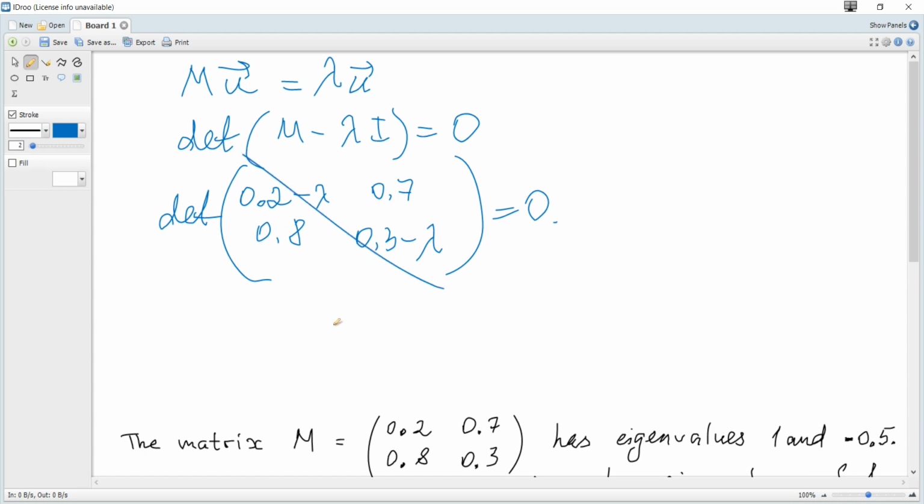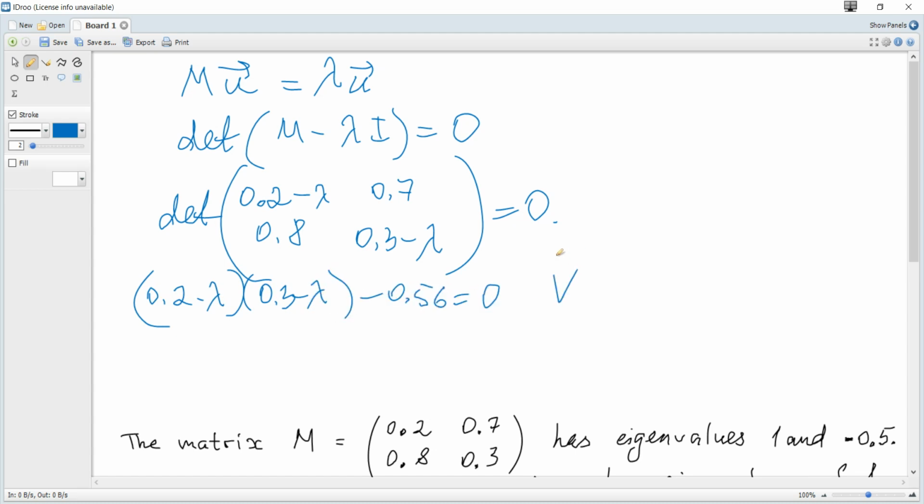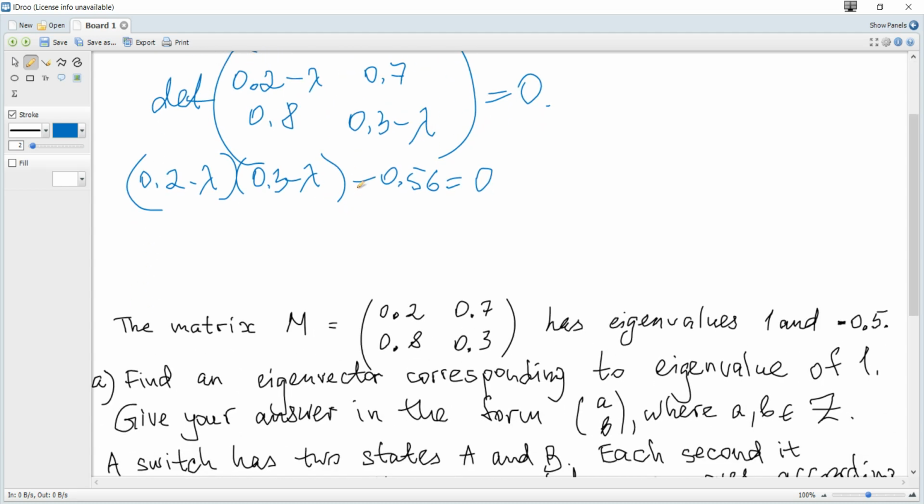And what is the determinant? The determinant is this product minus this product. So it becomes (0.2 minus lambda) multiplied by (0.3 minus lambda) minus 0.56 is equal to 0, and it's called the characteristic equation. So to find eigenvalues and eigenvectors, you may start with the determinant equal to 0, then the characteristic equation, and you just need to solve it. You can see it's a quadratic equation with respect to lambda, and you know that a quadratic has two roots. You may use a calculator, the discriminant, or the sum-product rule, as you like.